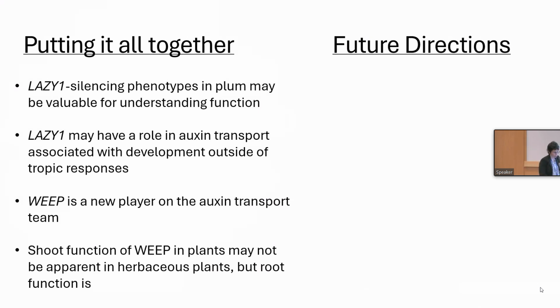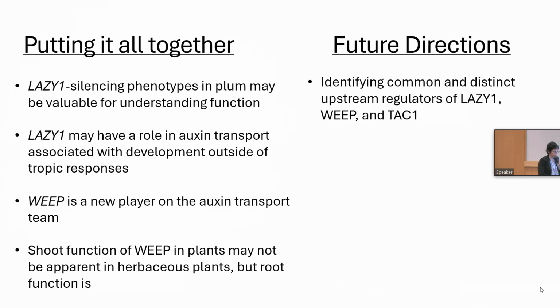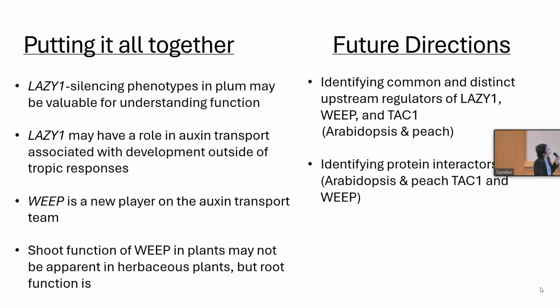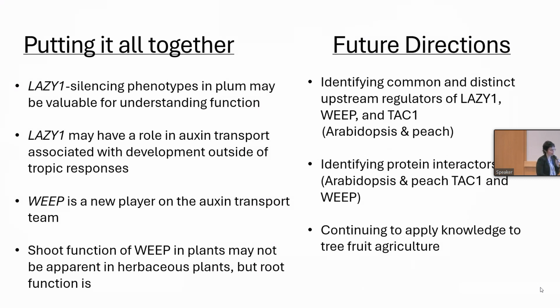So things I'm going to be working on currently and in the future. I'm looking at common and distinct upstream regulators of TAC, lazy, weep. So transcription factors and what triggers them. And I'm very glad I'm doing that because I think half of this room is working on the downstream of lazy. So you guys can provide all of the information about what lazy is doing mechanistically. And I'm doing this transcriptional regulation in trees and Arabidopsis and looking at protein interactors for TAC1 and weep. And I'll be applying this knowledge to tree fruit agriculture over the next 20 or so years.